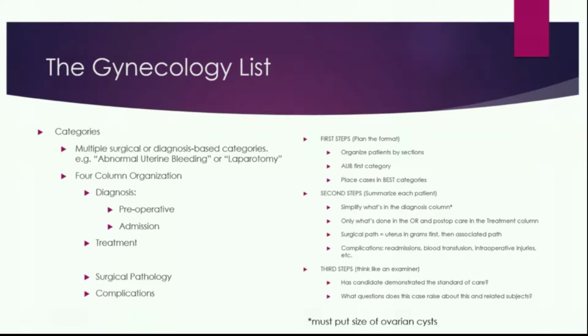And then also complications. Did they have a readmission? Did they have a blood transfusion? Did they have any intraoperative injuries? Those should also be in the complication column. And then the third step: think like an examiner. Has the candidate demonstrated the standard of care? What questions does this case list raise about this and related subjects? And I put a little star right here: you must put in the size of the ovarian cyst, and that's a given on the exam.